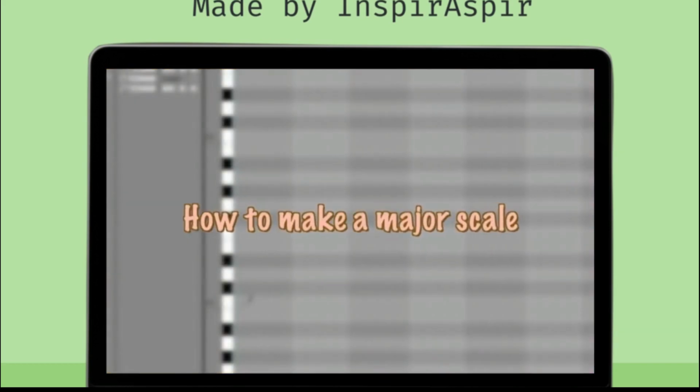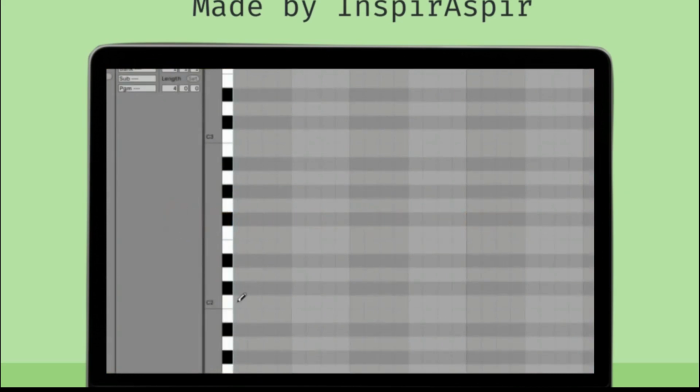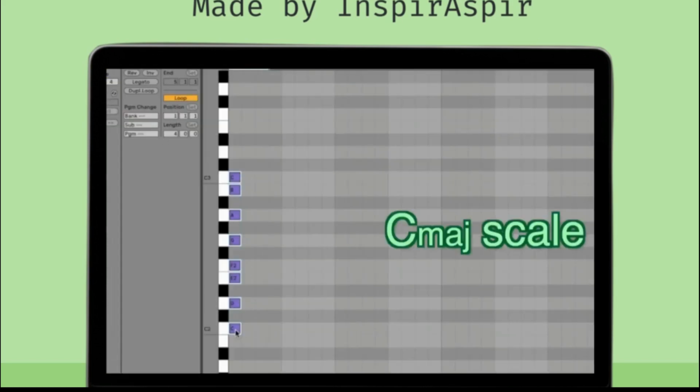A nifty trick to quickly write any major scale is to draw in notes on all the white keys starting from C and ending at C. Then drag that to your desired root note. For example, this is a C major scale, and now this is an E major scale.